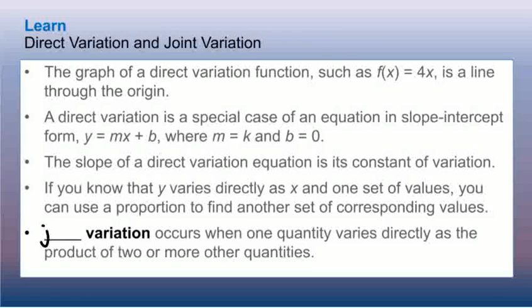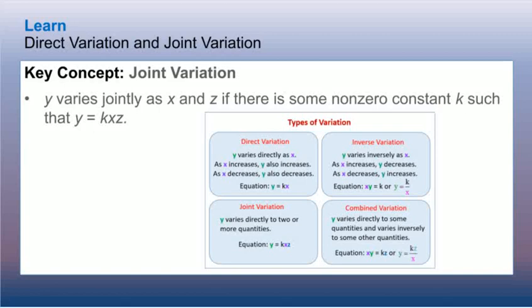Joint variation occurs when one quantity varies directly as a product of two or more quantities. So that's the difference between joint and direct. Direct just has one variable, joint has two or more. So joint variation, y varies jointly as x and z, if there is some non-zero constant k such that y equals kxz. So you can see the formula for direct is just x and y. For joint, you have x, y, and z.